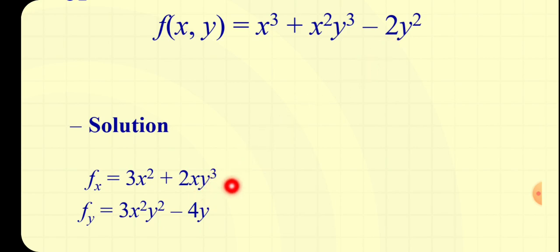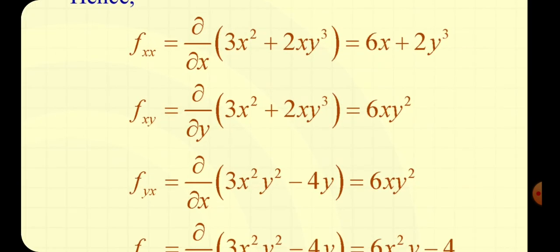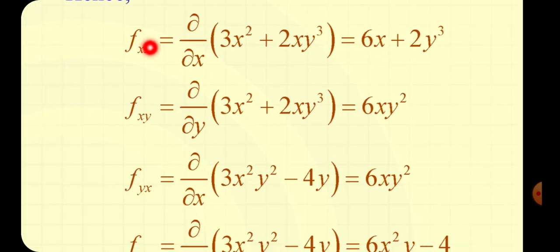Fy, the derivative of f with respect to y: here there is no y, so its derivative is 0. Here we have a y, so its derivative is 3y squared times x squared, and for the derivative of negative 2y squared, put the power down and subtract 1 from the power, so you have negative 4y. To find the second derivative fxx, or partial x of fx, this is fx from the previous step. You have to find partial x one more time for fx. So the derivative here is 6x plus 2y to the power 3.